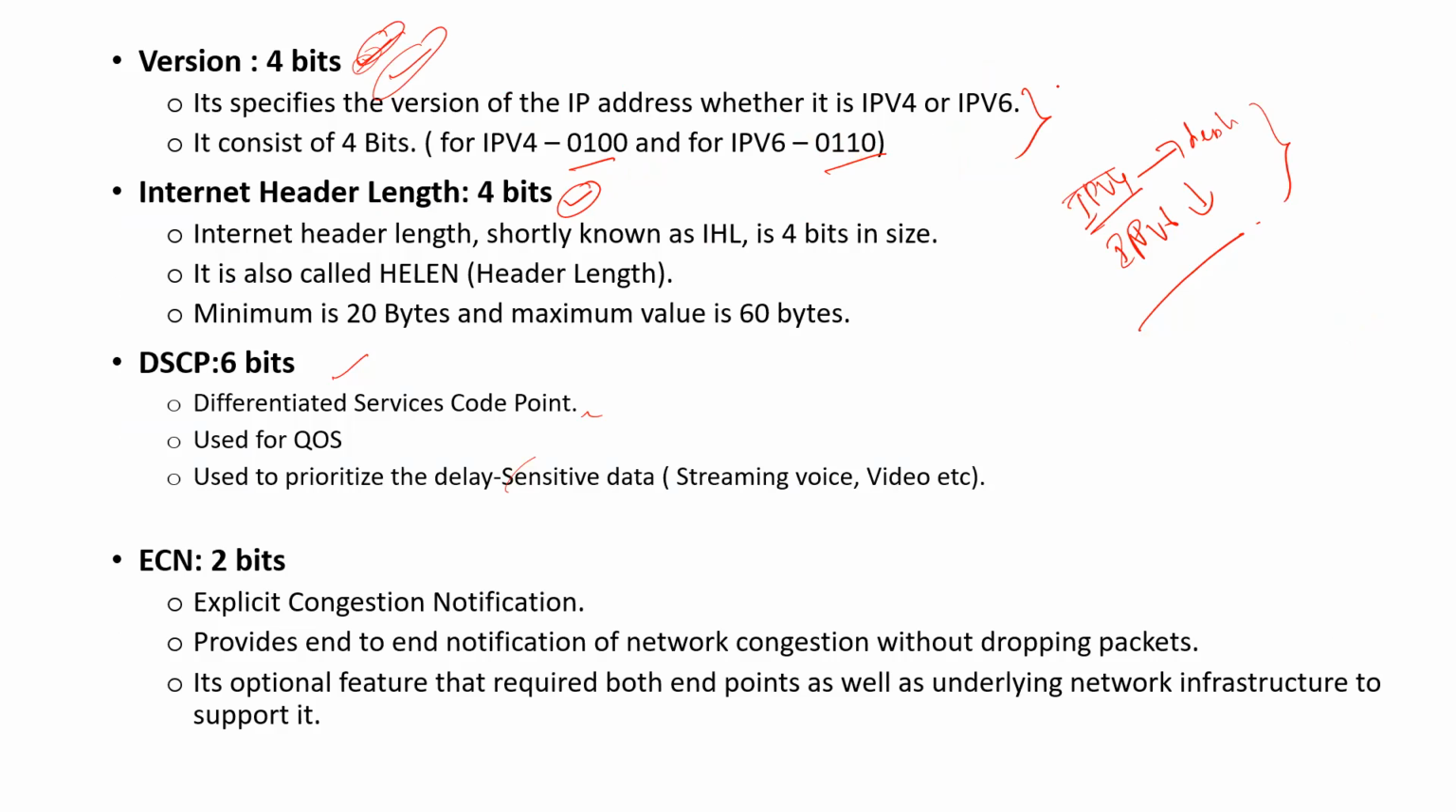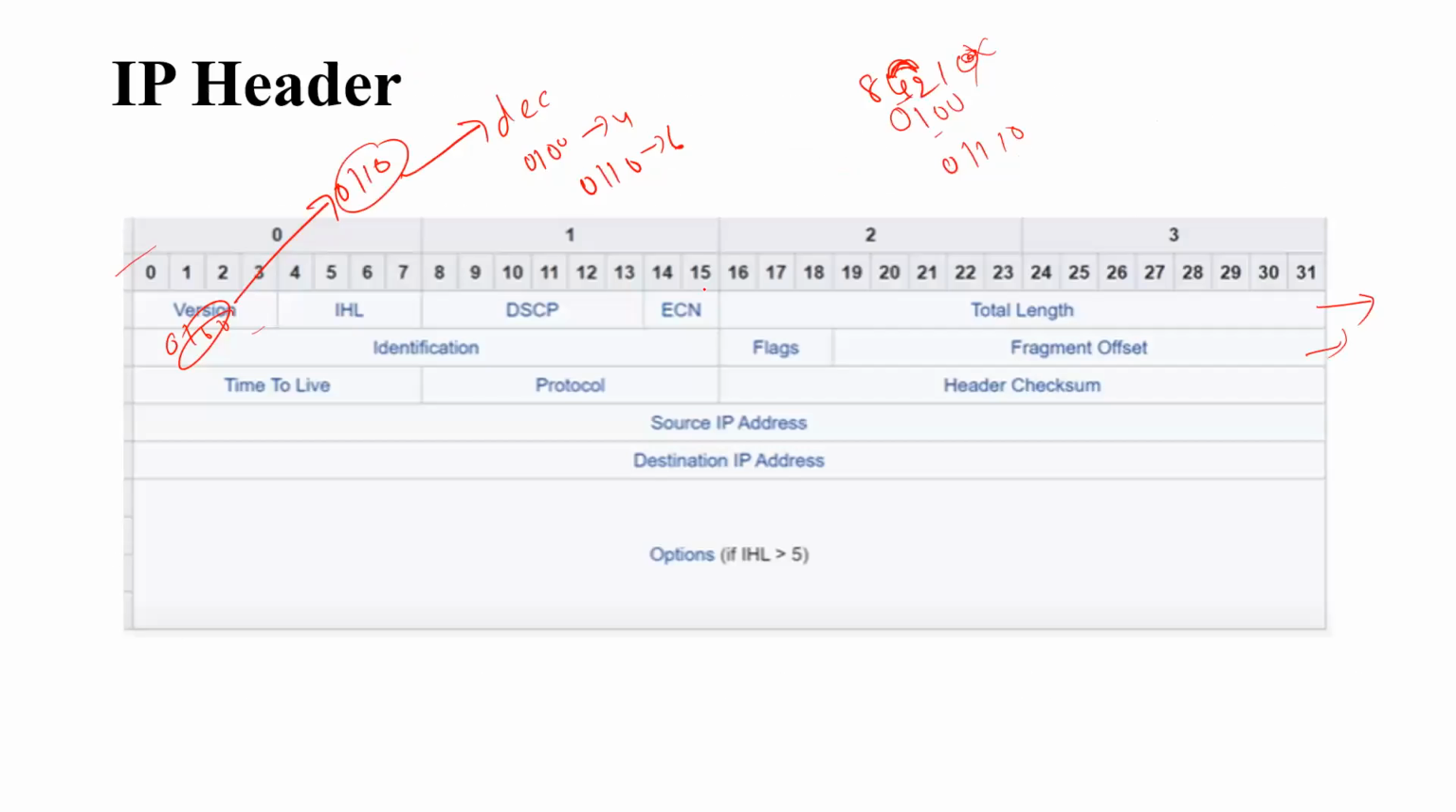So this is the version. And internet header length is the length of the full IPv4 header. The minimum IPv4 header is 20 bytes and the maximum is 60 bytes. It is also 4 bits in length. The next one is DSCP. How many bits is it? 3, 4, 5, 6. So DSCP is 6 bits.